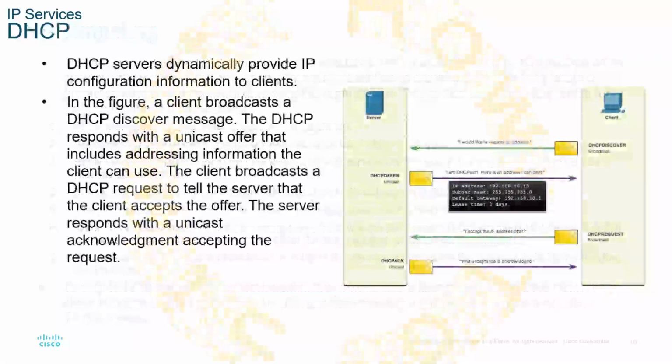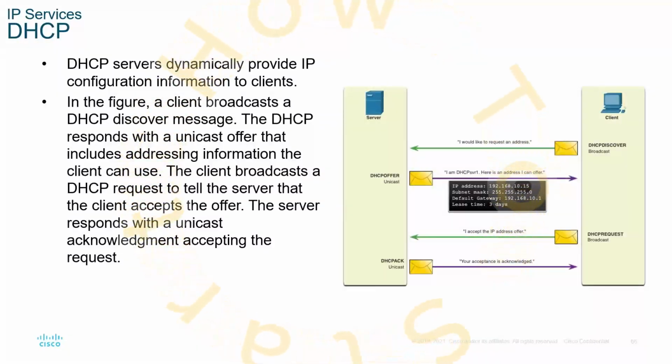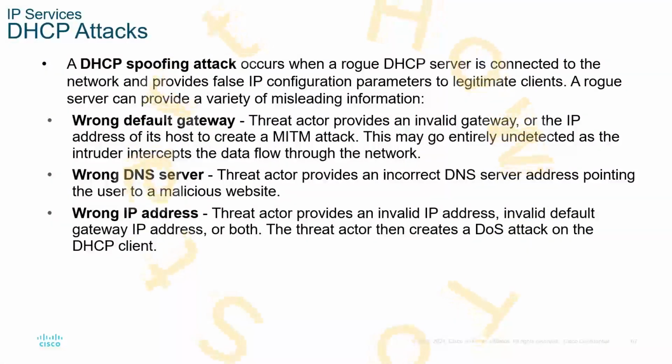Alright, so we also have DHCP attacks, and again, this is going to be following the DORA process. We can use DORA against itself to spoof data. Some common DHCP attacks are spoofing, modifying or incorrect configuration data: wrong default gateway, wrong DNS server, wrong IP addresses. Wrong addresses handed out could be blackholing traffic.